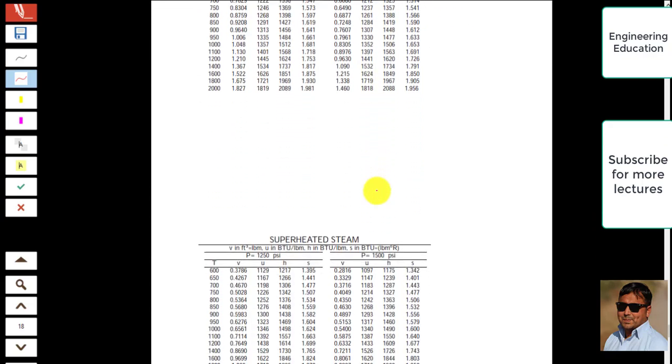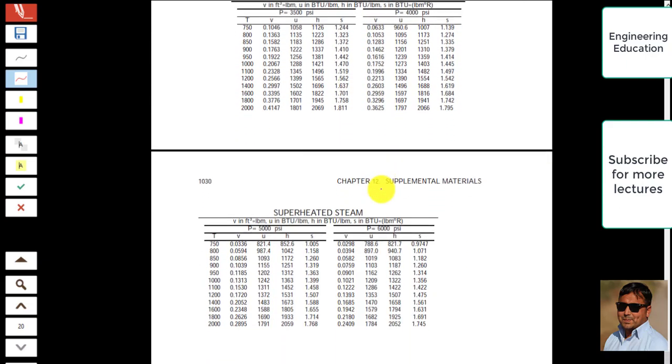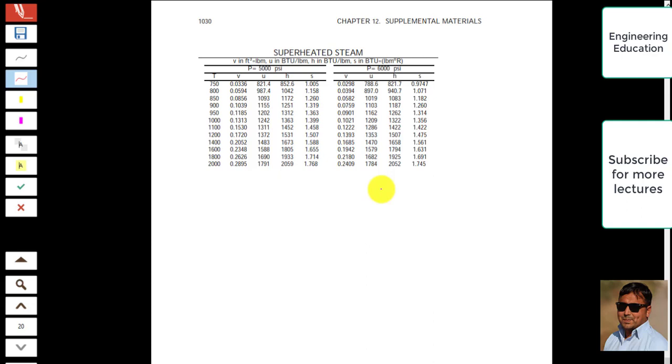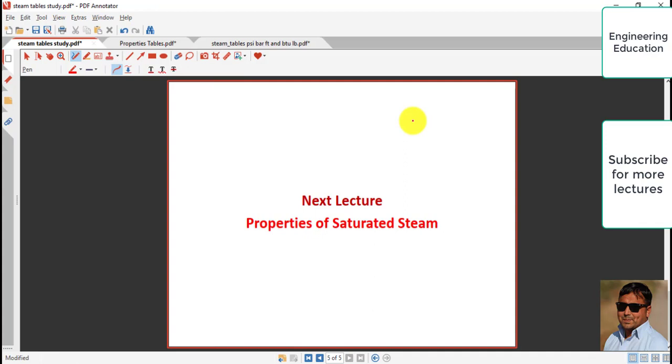So these various types of steam tables which we studied can be used in thermodynamics related problems. Depending upon the given data and given units, we will use these tables accordingly. So this is all about the property tables and steam tables, that is, how we can use steam tables for problem solution. Next lecture will be on properties of saturated steam.